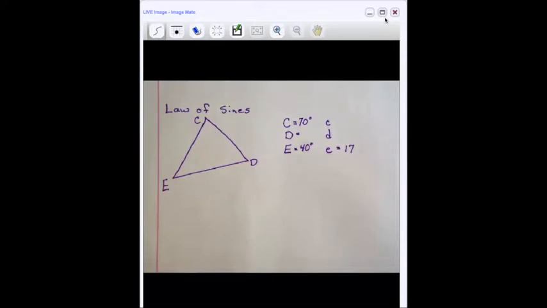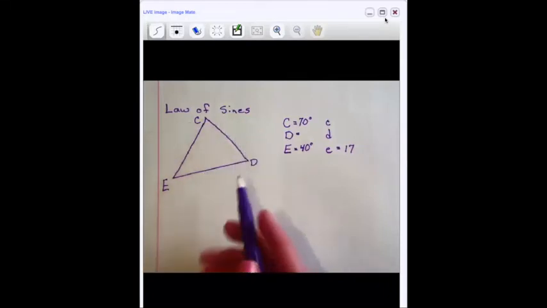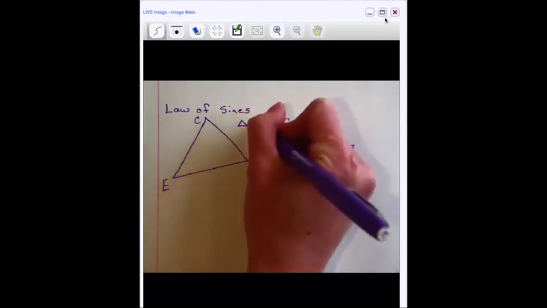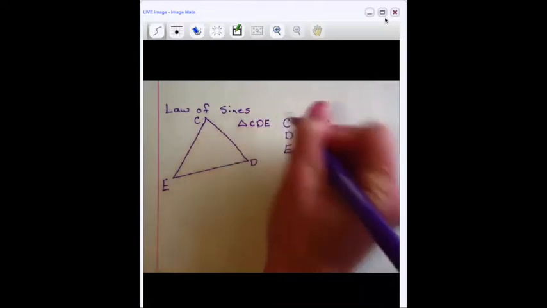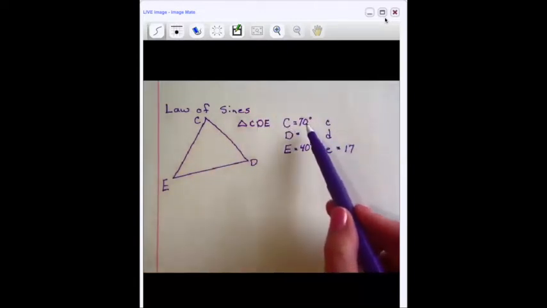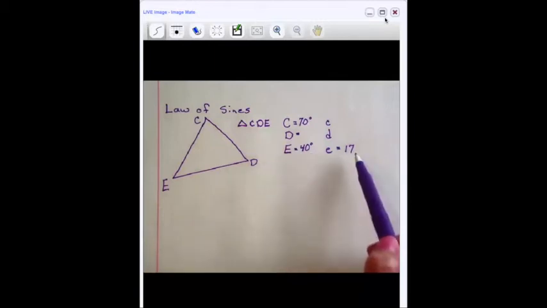So we're going to do a problem of each kind. If we're looking at the law of sines, this is a problem. It was given that I had a triangle CDE, and the only information I was given was that angle C was 70 degrees, angle E was 40 degrees, and side e is 17. You'll notice that this triangle is not at all drawn to scale. I just needed a picture so that I could get a visual as to where this information was.